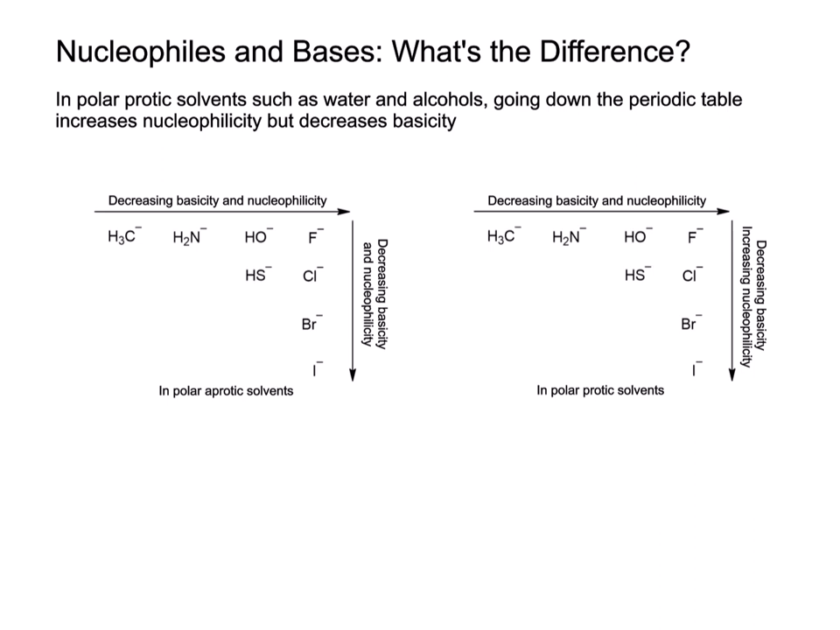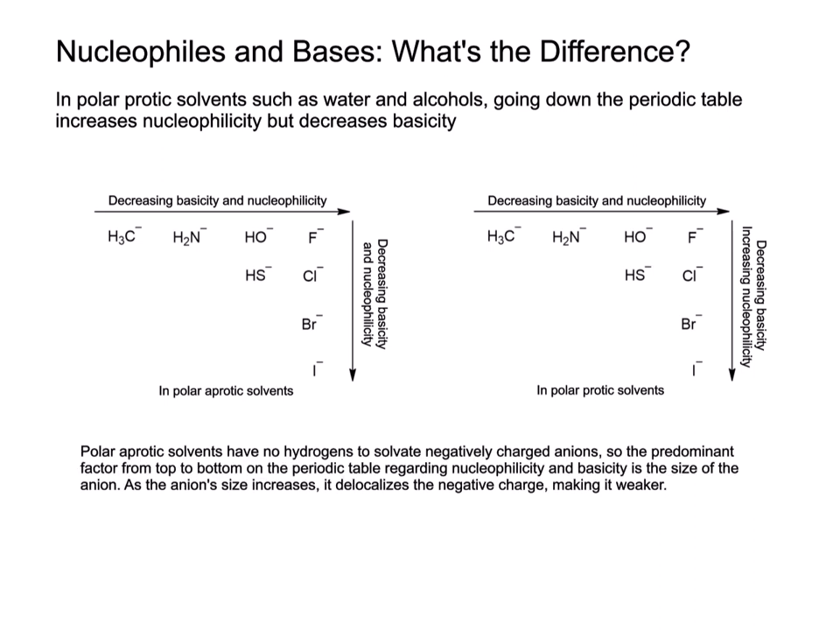However, if we focus on the graphic on the left, you'll notice that in polar aprotic solvents, we have decreasing basicity and nucleophilicity, whereas on the graphic on the right, in a polar protic solvent, we have decreasing basicity, but increasing nucleophilicity. A polar aprotic solvent is essentially a solvent that does not have any acidic hydrogens.